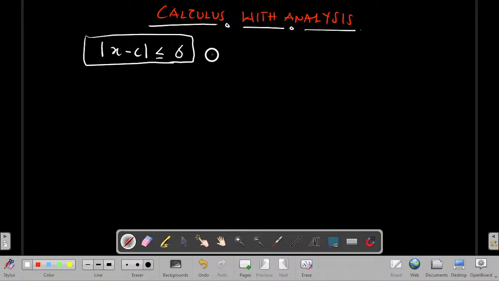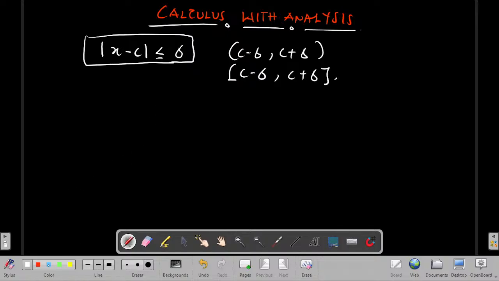So here you realize that to create an interval from here, we are simply going to have (c - delta, c + delta). Sorry, delta. So this is the interval to be created. Since this one is less than or equal to, you're going to have c minus this, comma, c plus this.